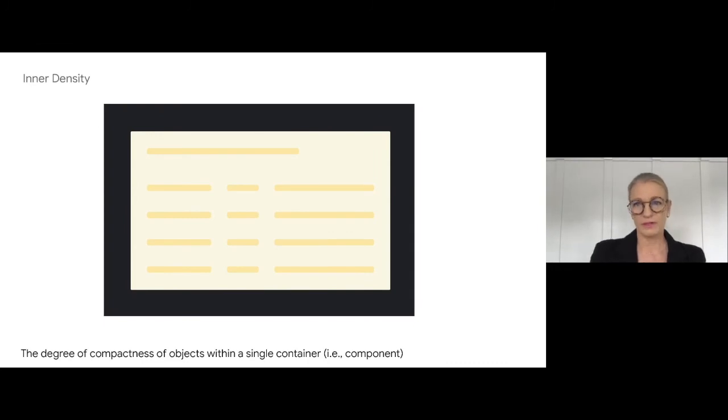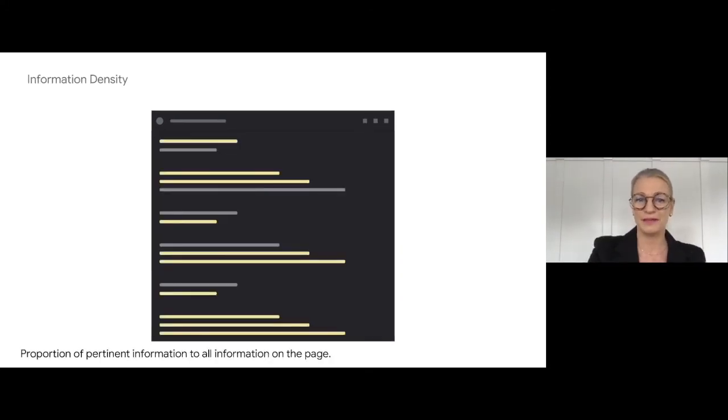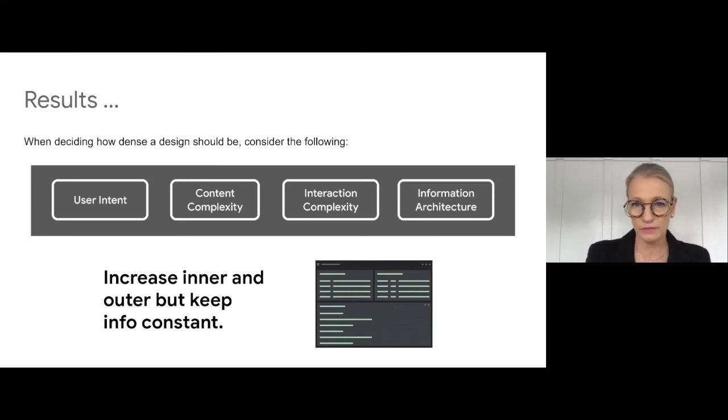Again, Michael Gilbert and a number of other folks came up with these notions of inner density, which is the degree of compactness of objects within a single container or component. Just like with the text fields, we started to lay out the different kinds of parameters that we were interested in. So outer density is the degree of compactness across multiple containers. As you look at your apps next time, have a look to see how many containers there are and how the information plays together nicely or not. And then there's information density, which is the proportion of pertinent information to all of the information on the page. How much information is actually useful and usable.